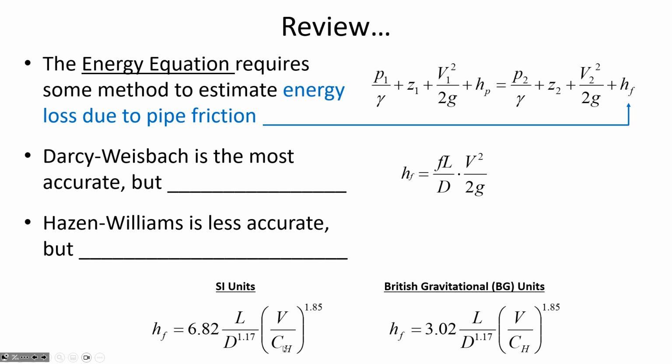And so it's this constant C value that makes it easier. So it's less accurate, but it's easier to calculate. So these are the two main methods that we would use for closed conduit flow.